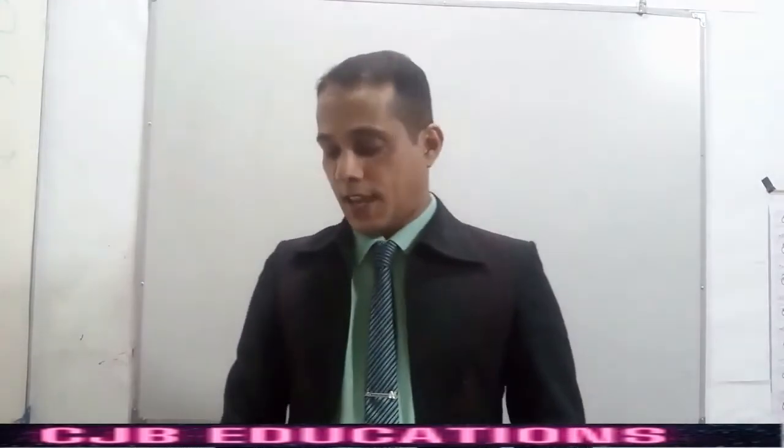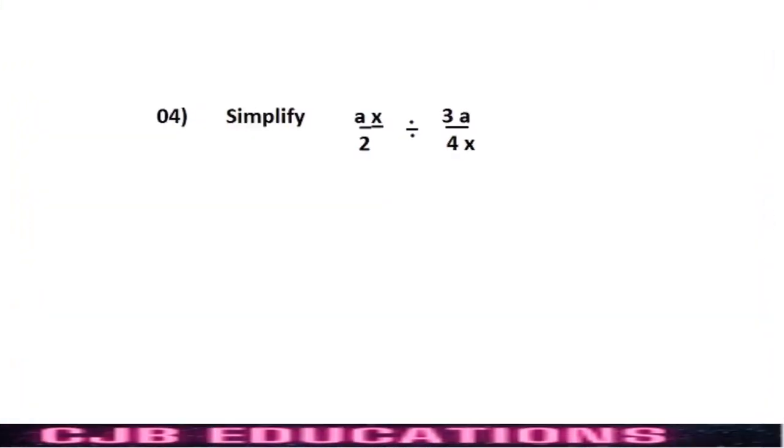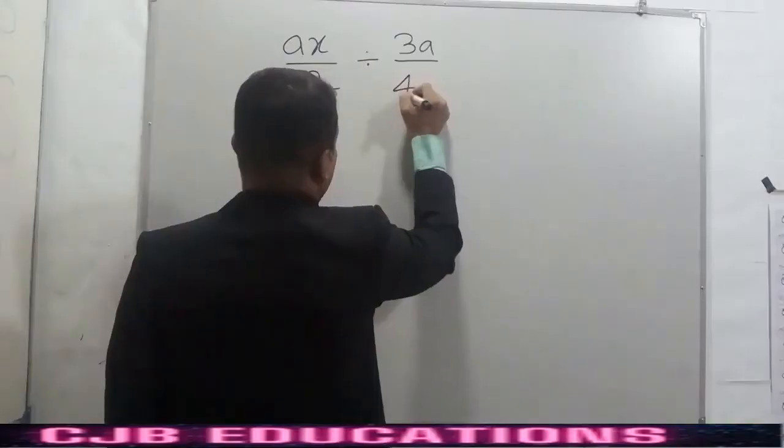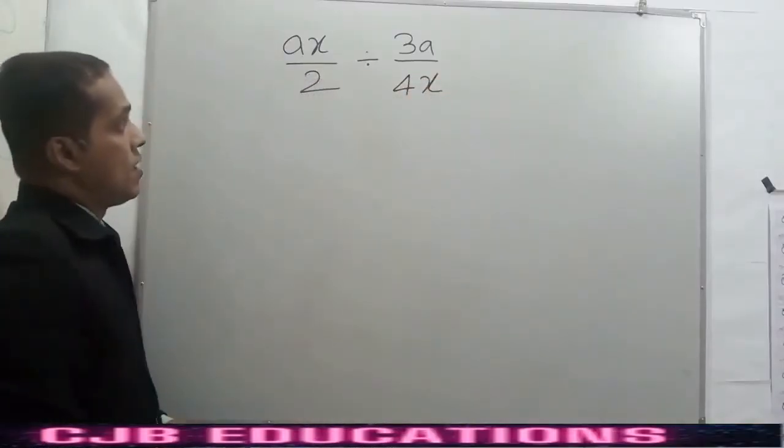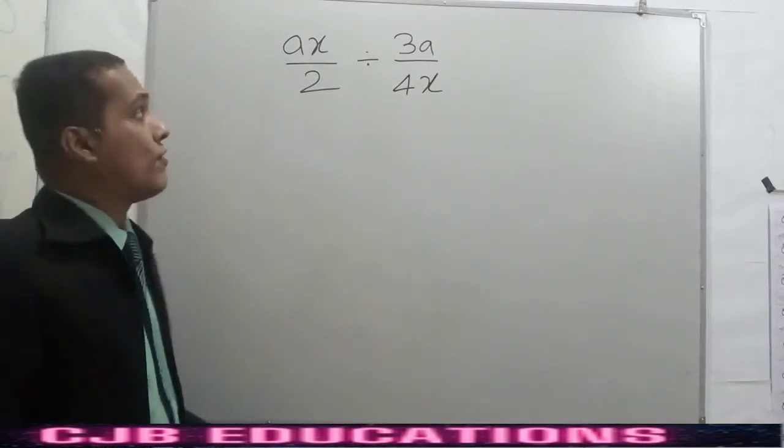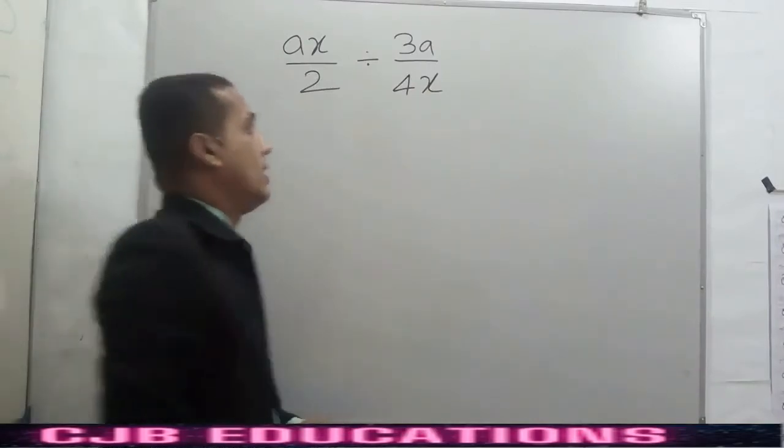The fourth question is simplify this expression. a times x divided by 2, divided by 3a over 4x. We have to simplify and find the answer.